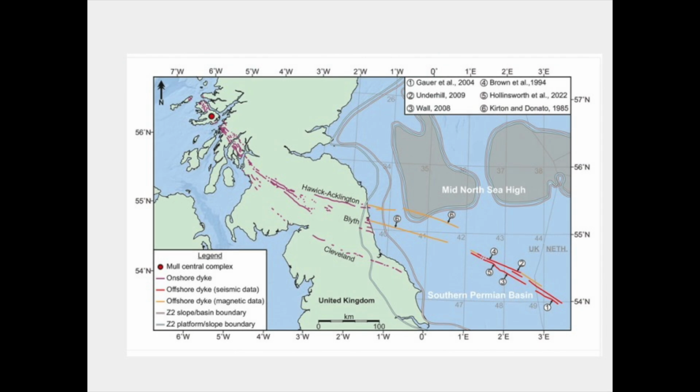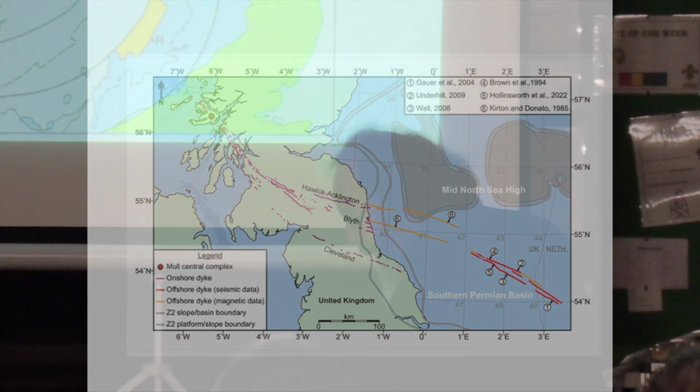I just love this, the way they've now mapped the extension of many of these dikes into the Dutch sector of the North Sea using seismic. So that Mull dike swarm was really a very, very major event, with dikes spreading into the South Permian Basin and into the mid-North Sea High.